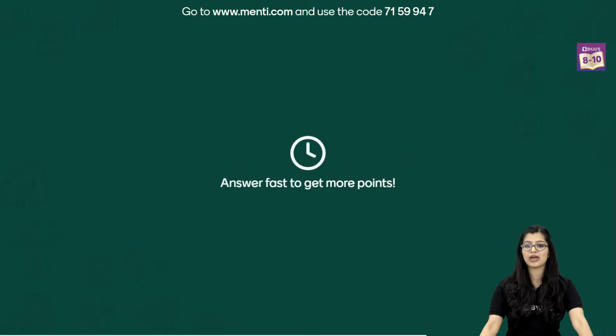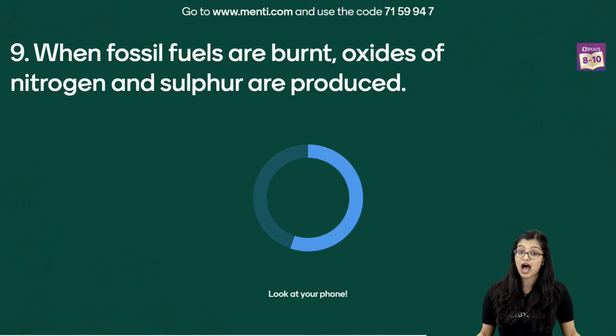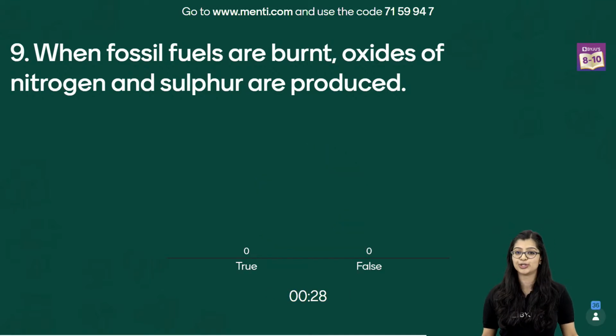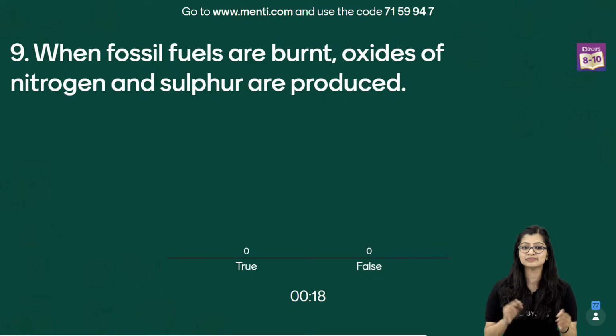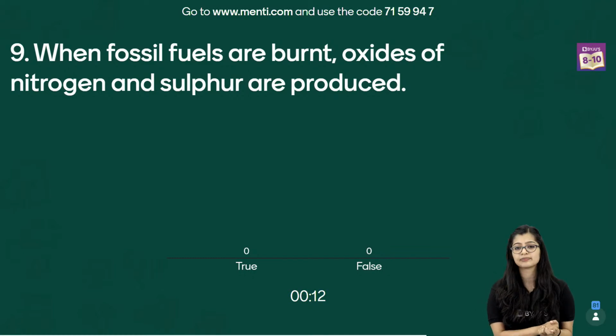Moving on to the next one that we have here. So here, as you can see, when fossil fuels are burnt, oxides of nitrogen and sulfur are produced. True or false? Is this particular statement true or false? What do we get as a result of burning fossil fuels? What kind of oxides? Come on, guys. Very quickly, you have 15 seconds left on the clock. Is this statement true or false?